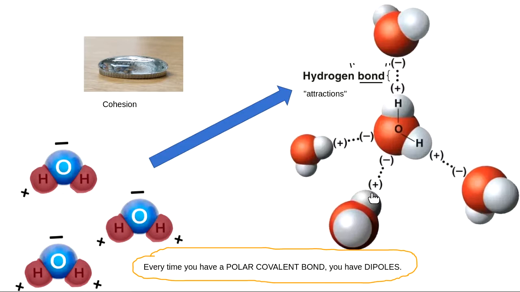So because I have areas, dipoles, with a partial positive and a partial negative, these two things are attracted to each other. That attraction is what we call a hydrogen bond, where the dipoles are attracted to each other. So hydrogen bonds form between positive and negative dipoles. That's an important idea about hydrogen bonds.